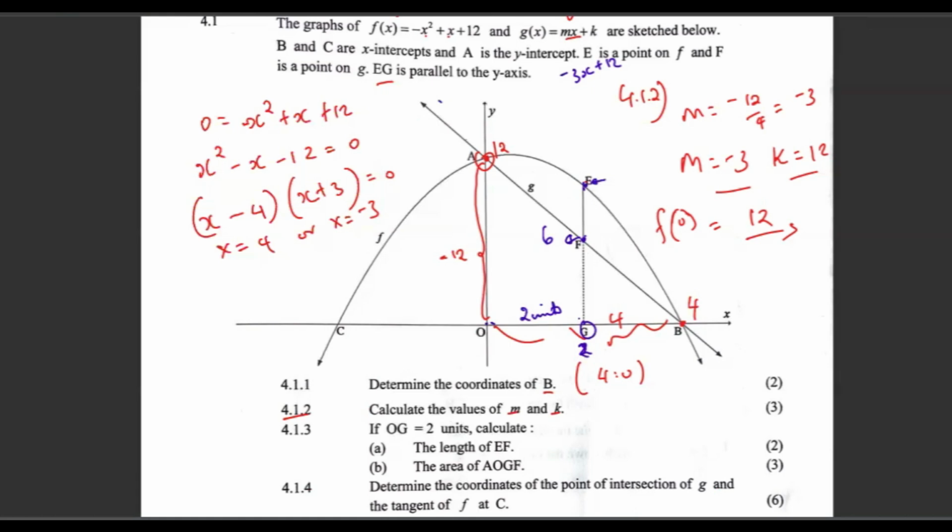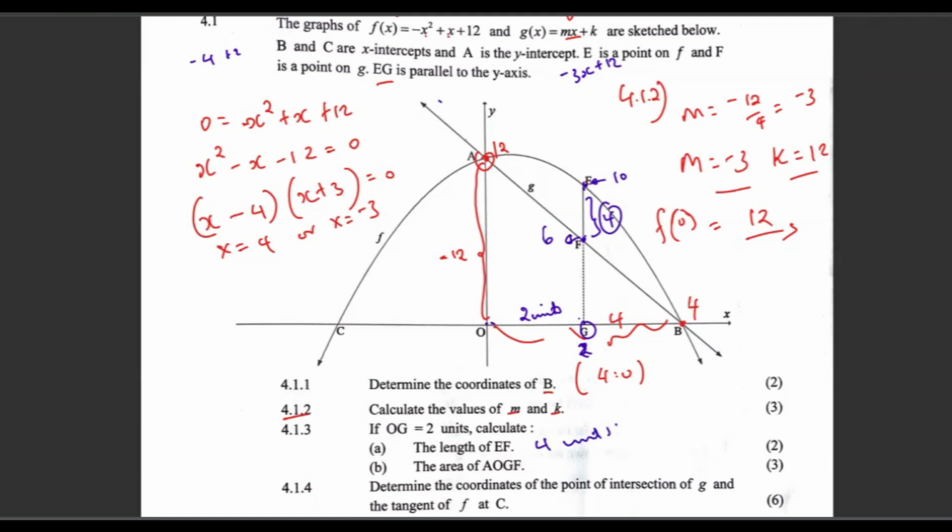Then for the parabola, if I replace X with a 2, that's negative 4 plus 2 plus 12. That's going to give me a positive 10. So the distance in between is going to be 4 units. Okay, that's going to be just 4 units.